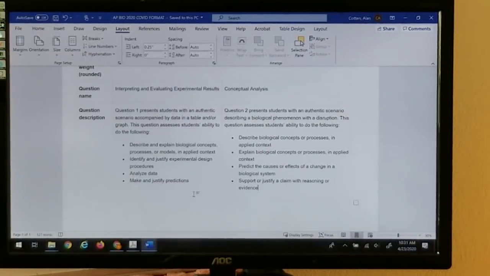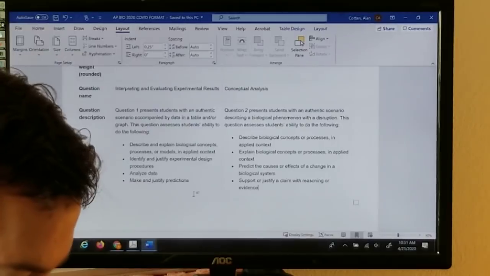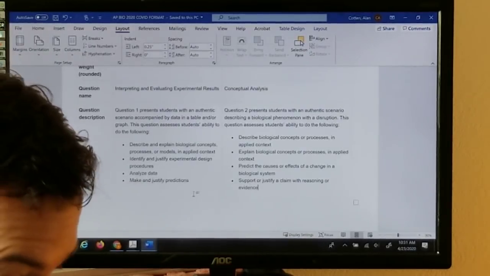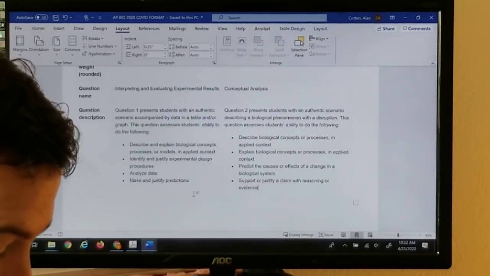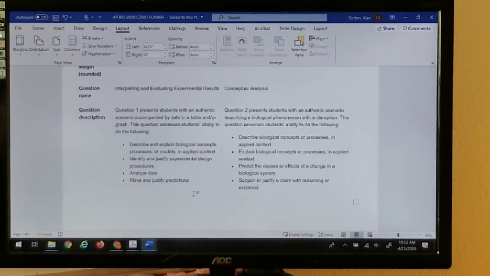You'll have to look, and after looking at the data or the graph, determine like, well, what the heck does that mean? Does this drug work, or is this gene being turned on or off, or is this enzyme denaturing, that type of thing? And then make and justify predictions.